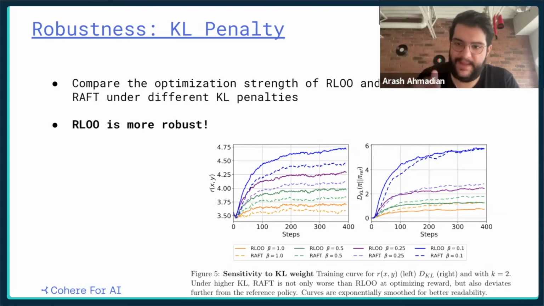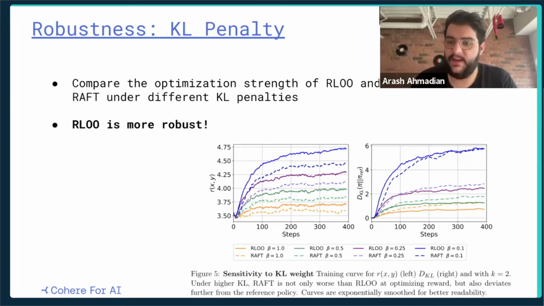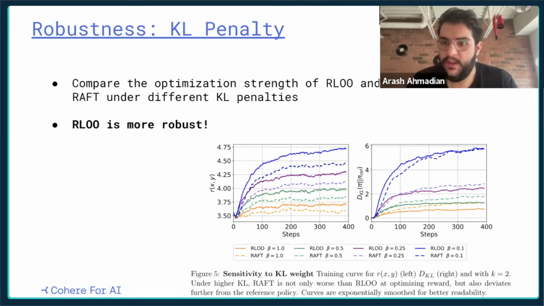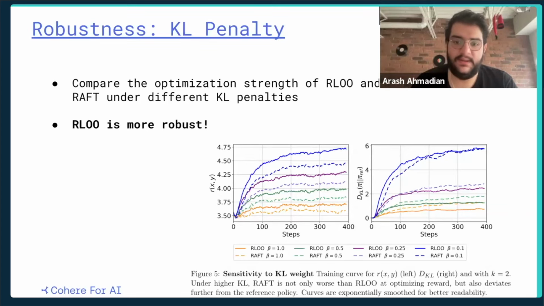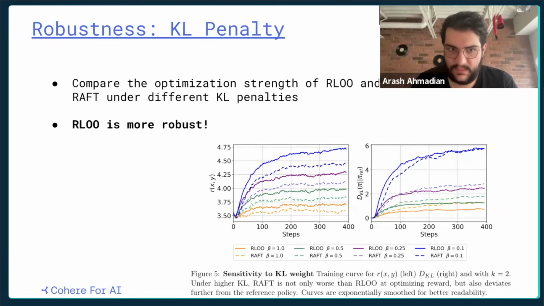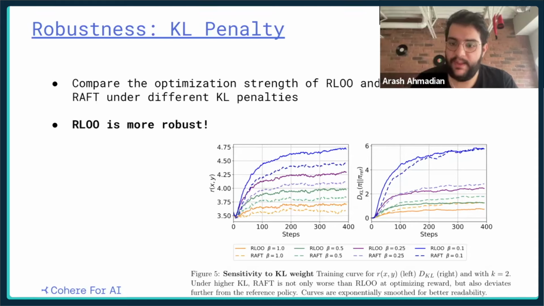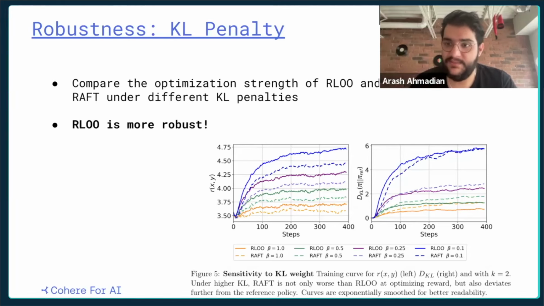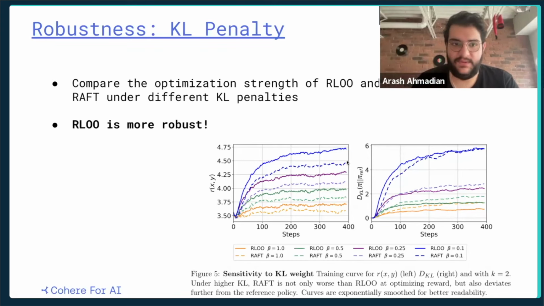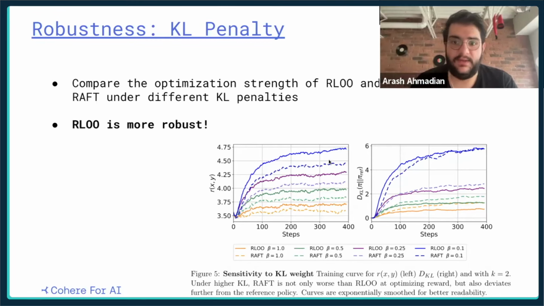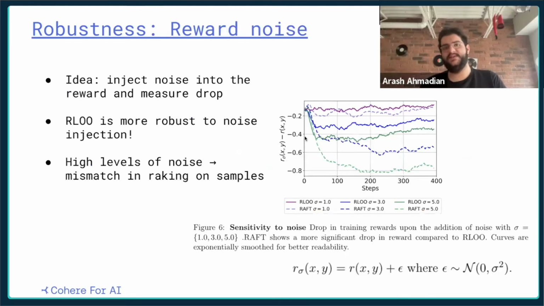In low KL penalization regimes, basically when beta is 0.1, 0.25, RLOO uses up the same KL budget compared to RAFT, but it optimizes the reward a lot more. As you continue to increase the KL coefficient, RLOO still optimizes the reward function better, but it even uses less KL budget, as you see on the bottom right. So it goes to show RLOO's robustness compared to RAFT. Another thing in terms of robustness is also reward noise.